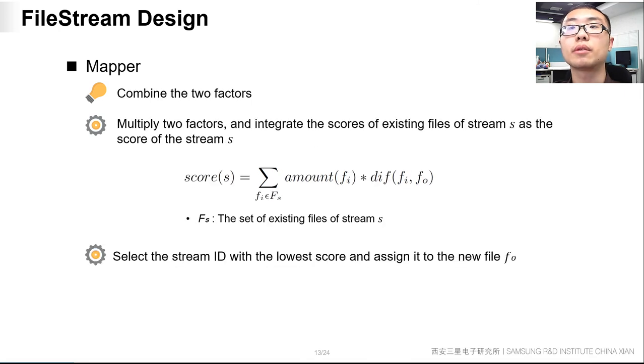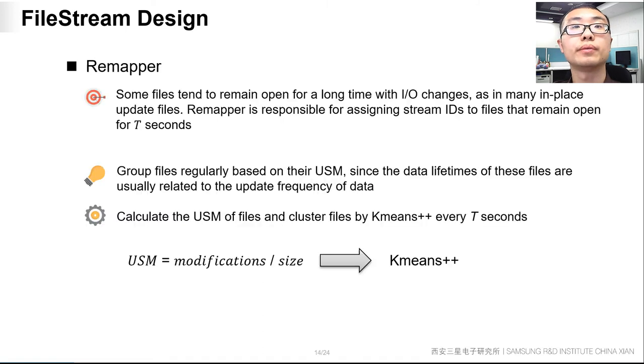Then we want to combine the above two factors, so we multiply them, and we integrate the scores of the existing files of stream S as the final score of the stream S. Suppose the new file is mapped to the stream S. A smaller score indicates that less data of different lifetimes will be combined within the stream. Therefore, mapper selects the stream ID with the lowest score and assigns it to the new file.